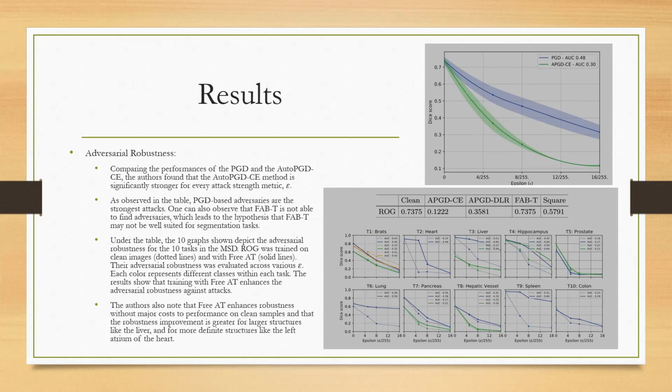The results show that training with free adversarial training actually enhances the adversarial robustness against attacks, which fortunately supports the findings and approaches that the authors devised. The authors also note that free adversarial training doesn't actually cost much in performance on clean samples, and the improvement in robustness is actually larger for bigger structures like the lungs or the liver, or for more definite structures like, as mentioned, the left atrium of the heart.